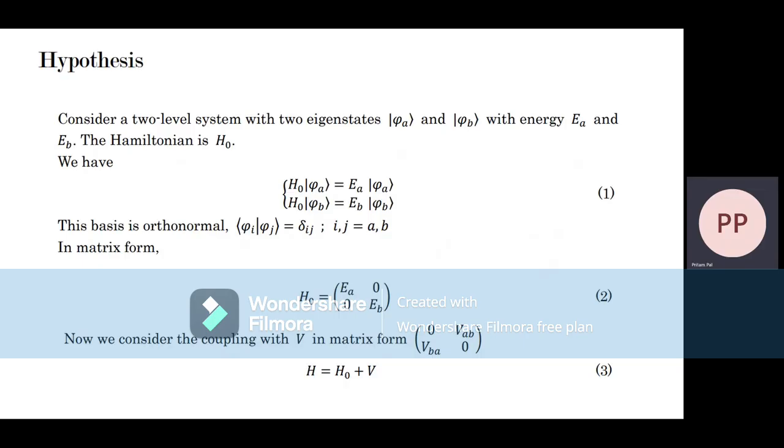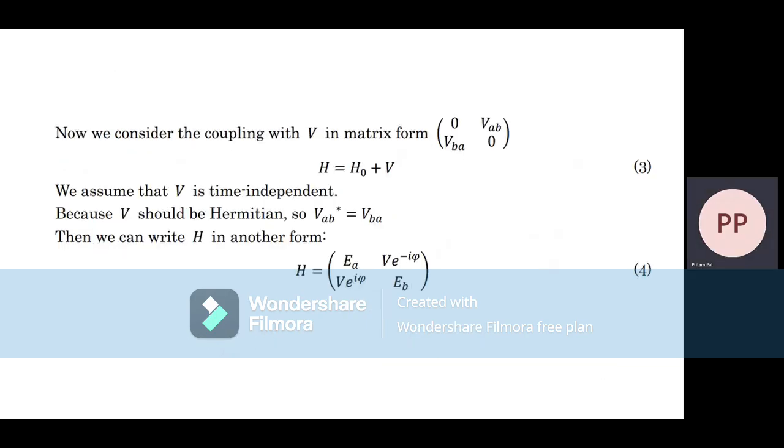Now suppose we are coupling with some external perturbation, let's say V, and that has a matrix form of 0, V_AB, V_BA, 0. So now we add the perturbation to the original Hamiltonian H naught, and we get a modified Hamiltonian H in the system. Once we have considered this, we have a total Hamiltonian which will look like this.